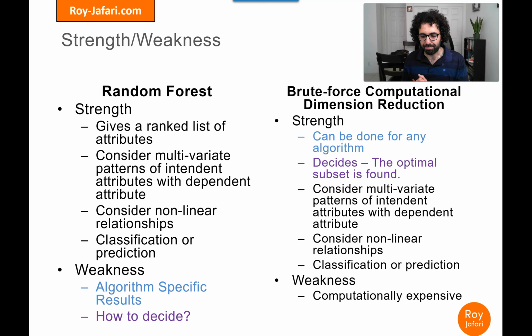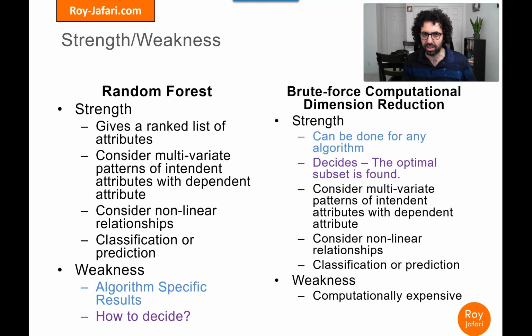And another thing was about random forest. It was hard for us to make a final decision, right? Do you remember? It was like, do we keep the first three? Do we keep the ones that are higher than 5%? It's very subjective. We don't have a final answer there. But here, it actually decides for us. It says this is the subset. You should use these three. And that's the advantage. These are the advantages of brute force computational dimension reduction.